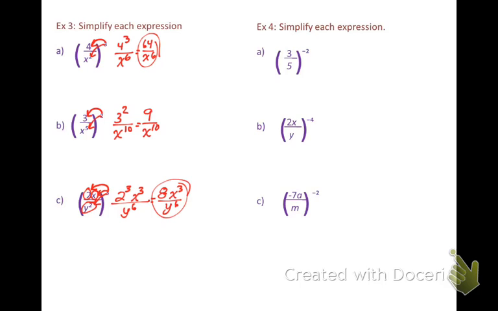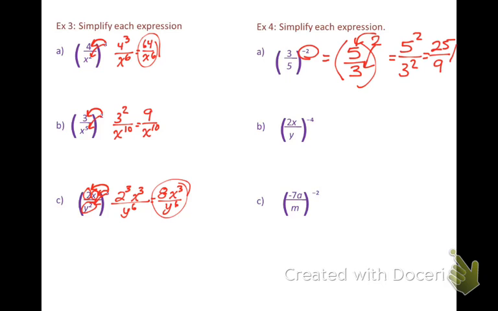Okay. A little different from example 3 is example 4. This time I have a negative exponent. So to make it a positive exponent, I'm going to do the reciprocal of what's inside of the fraction. So the reciprocal of 3/5 is 5/3, and then it makes it a positive 2. Now you can distribute it. You can do 5 squared and 3 squared. 5 squared is 25 and 3 squared is 9. And leave it like this. Please do not turn it into a mixed number.